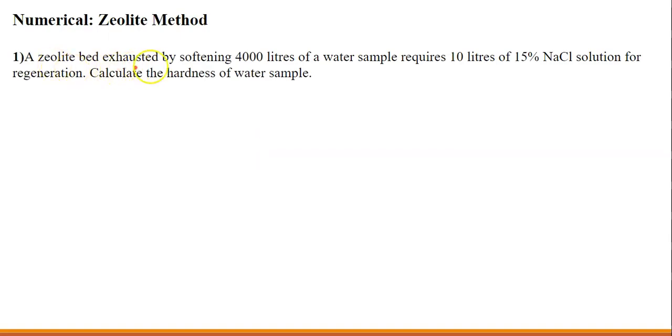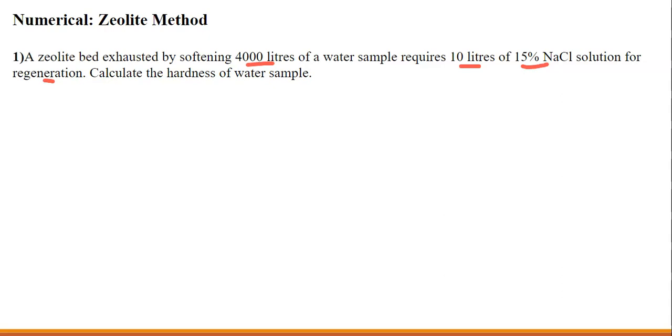A zeolite bed exhausted by softening 4,000 liters of water sample requires 10 liters of 15% NaCl solution for regeneration. And we have to calculate the hardness of water sample.